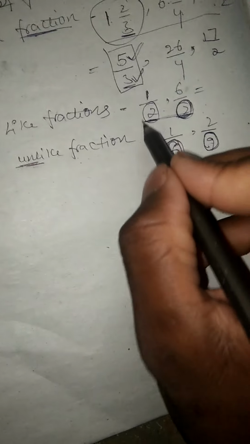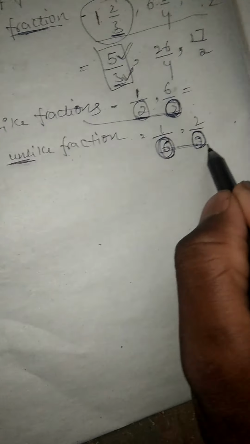When denominators are equal, then it is called as like fraction. When denominators are not equal, then it is called as unlike fractions. Now come to the addition of two fractions.